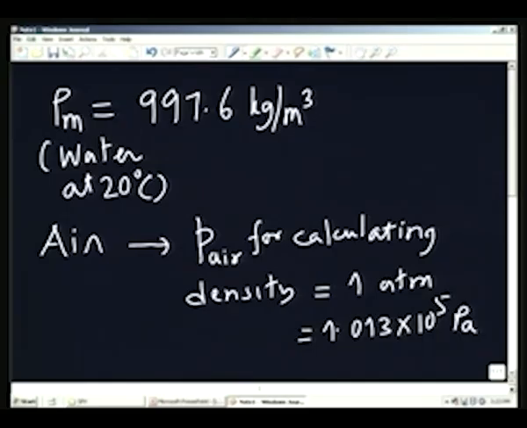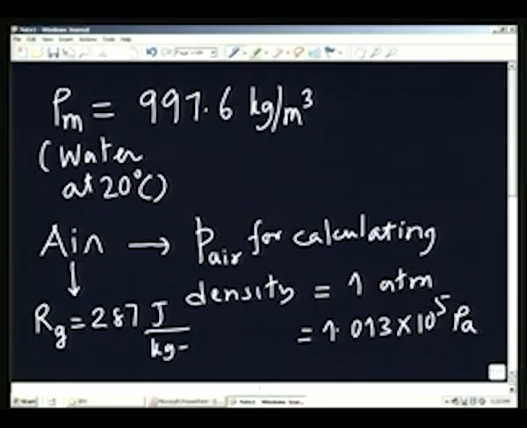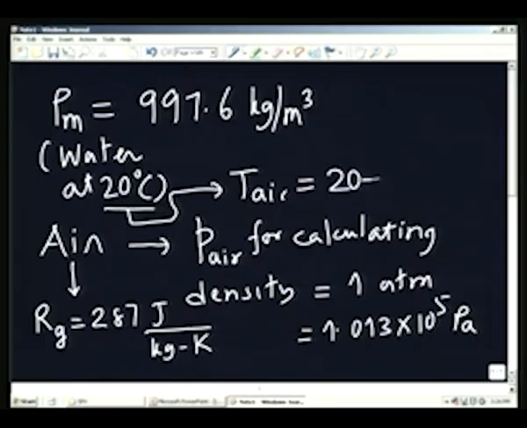We also know the gas constant for air, assuming it is an ideal gas. So, we will say Rg, the gas constant, is 287 joules per kg Kelvin. And the temperature is the same as this temperature, because the air and water are at the same temperature. This is also the temperature of the air equal to 20 degrees Celsius. We have to add 273 to make it in Kelvin. So, this becomes 293 Kelvin.